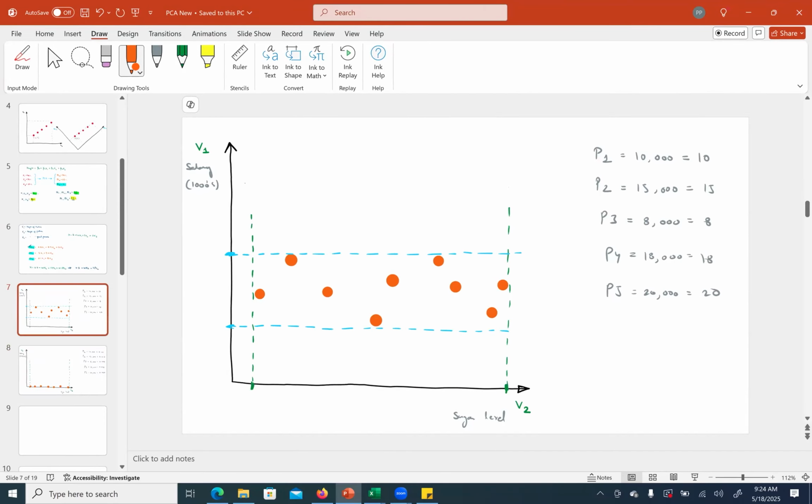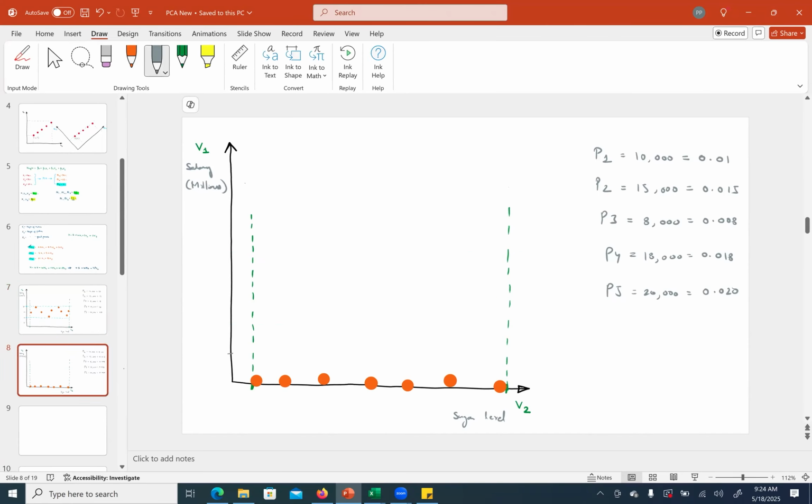If earlier it was looking like this, assuming, let's say, something like this is 5, this is 10, 15, 20. If I put the same values here, 5, 10, 15, 20, now the values will look like this.